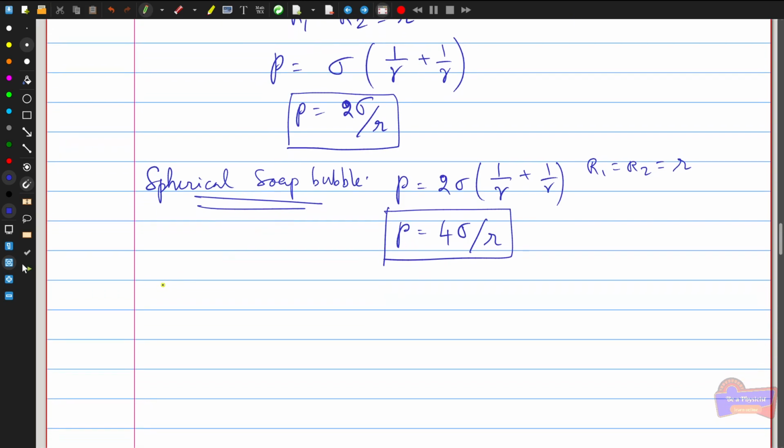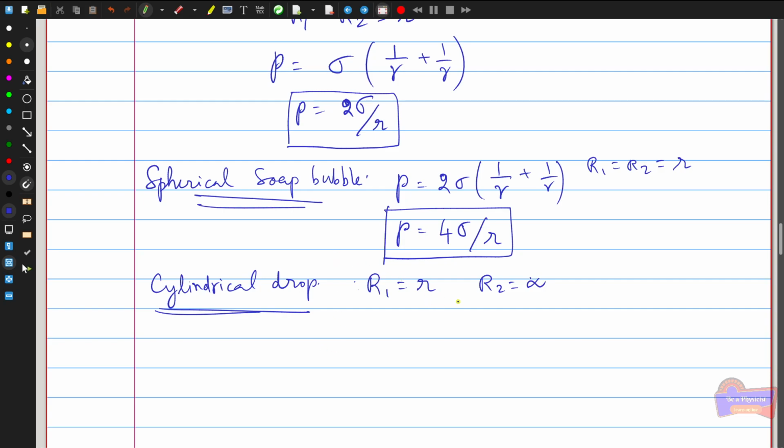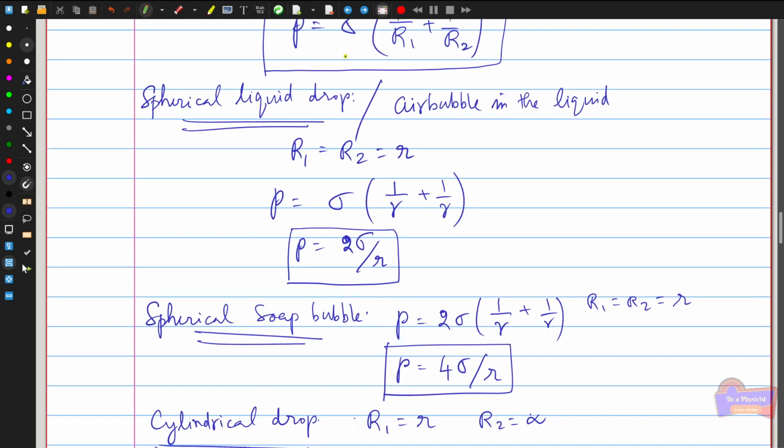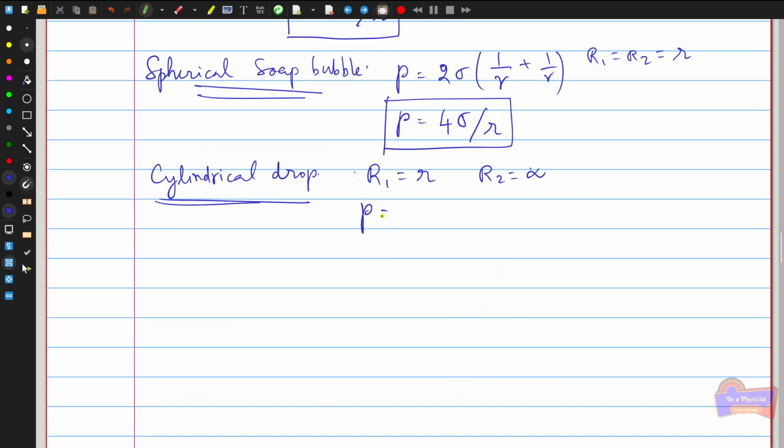And the third case, suppose you consider the cylindrical drop, like the water drop. Then the radius R1 can be taken as r, the radius of the cylinder, and R2 is infinity because it is a cylinder having infinite radius along its length. If I substitute these values into the previous equation, 1 divided by R2 vanishes, so the final answer is P equals sigma divided by r. This is the excess pressure inside the cylindrical drop.